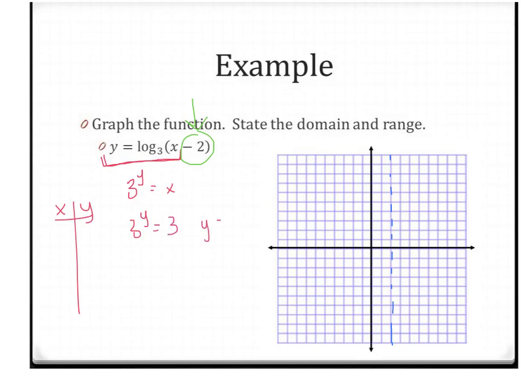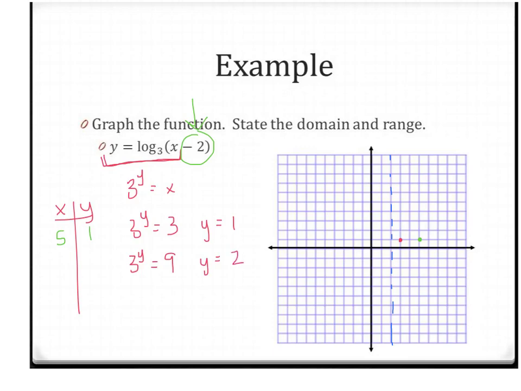What's y? Y is 1. So we get the point 3, 1. And then what I'm going to do is move that point right 2. So my real point would be 5, 1. And this might be a little harder to keep track of in a table, but we'll try here. So what if I make that equal to 9? Then y has to equal 2.